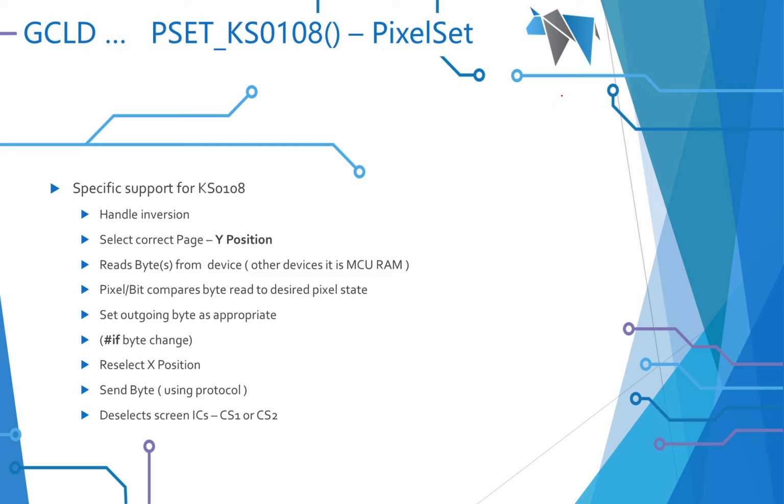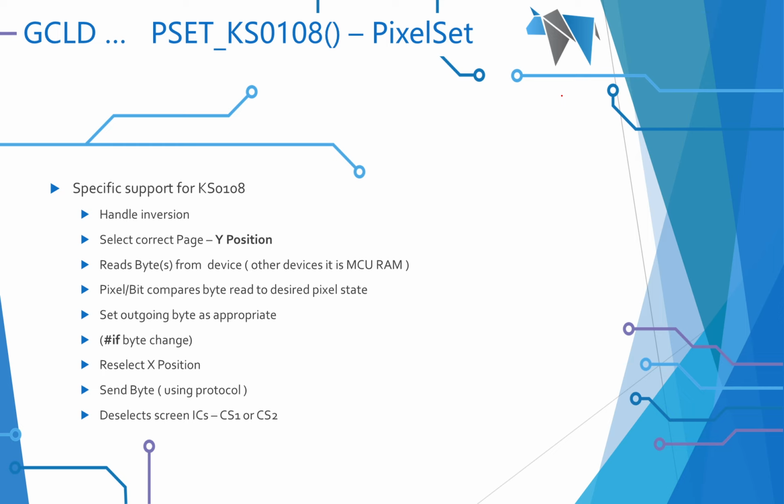In this case, for the KS108, the pset handles things like the inversion of the screen. You can literally flip the screen. And then it sets the Y position, the Y page. It's called a page actually on these displays, and it's an 8-bit position. It sets where it is on the screen, which page it's on.